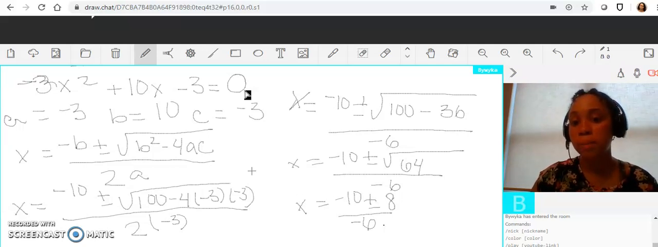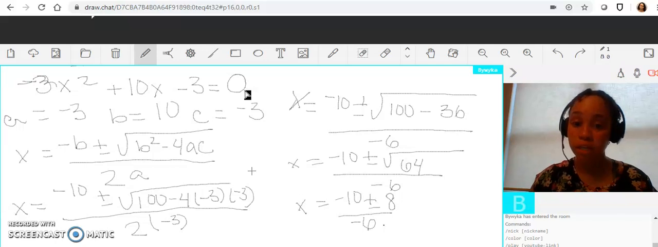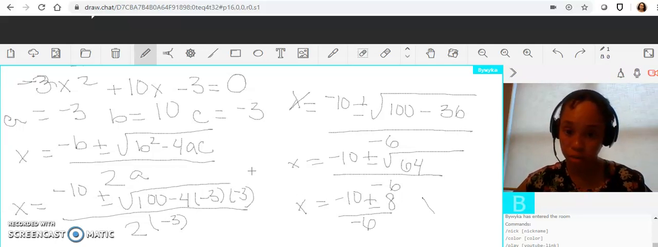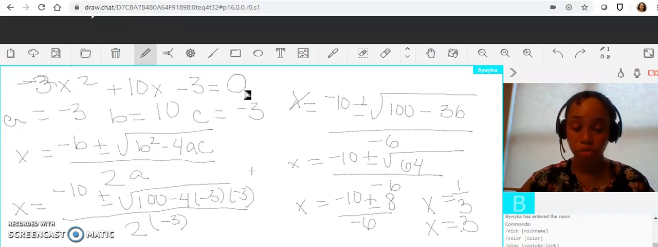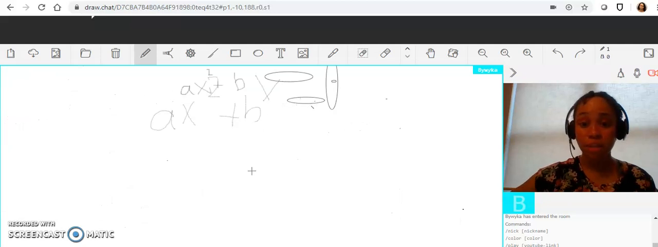So negative 10 plus 8 is negative 2. Negative 2 divided by negative 6 is, so my first is positive 1/3. The next one is negative 10 minus 8. Negative 10 minus 8 is negative 18. Negative 18 divided by negative 6 gives me a positive 3. And so those are my two solutions. And I hope that this helps.